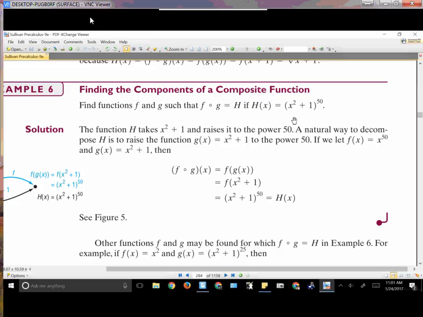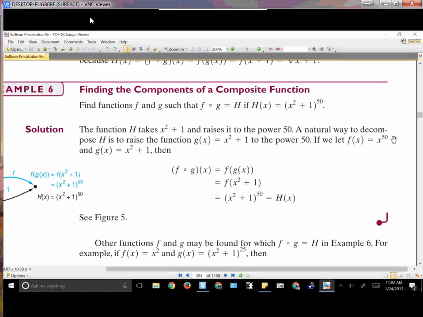This one here can be a little bit on the trickier side. Finding the functions that are composed to go through and make this. When we get to those, we're just going to simply take some time and work through them. Function h takes x squared plus 1 and raises it to the power of 50. Now, a natural way to decompose this would be to say that the g function is x squared plus 1. The f function could be x to the 50.